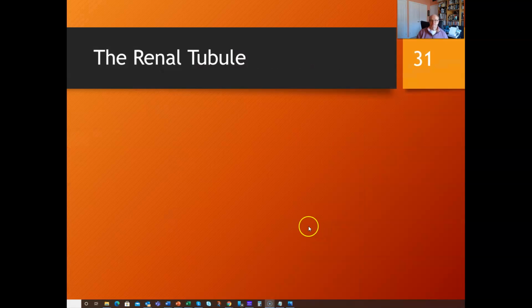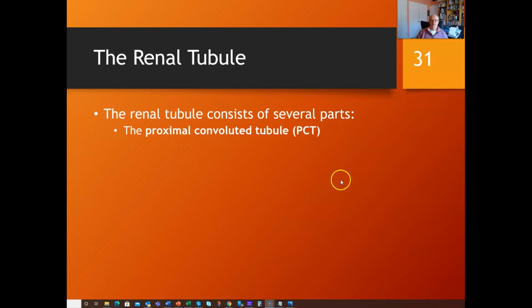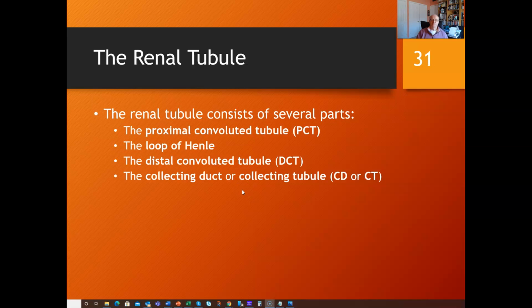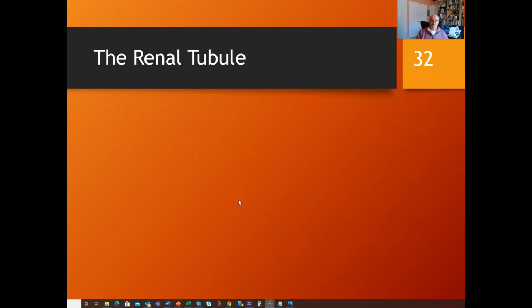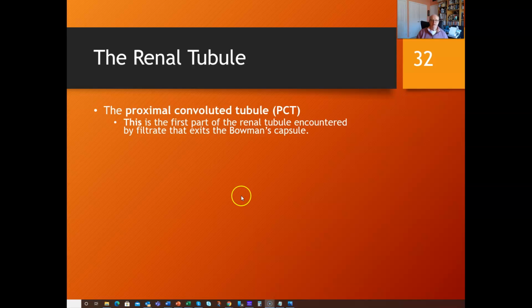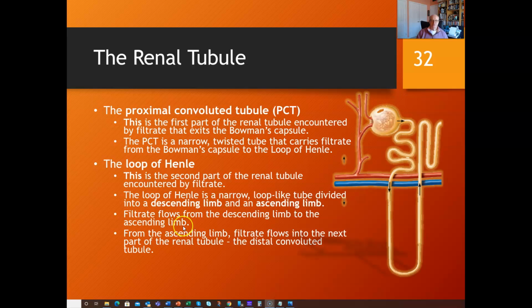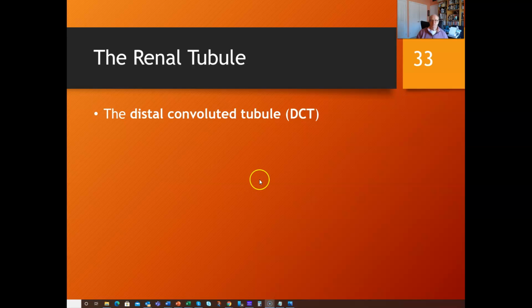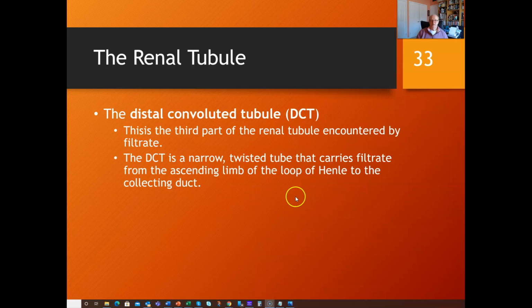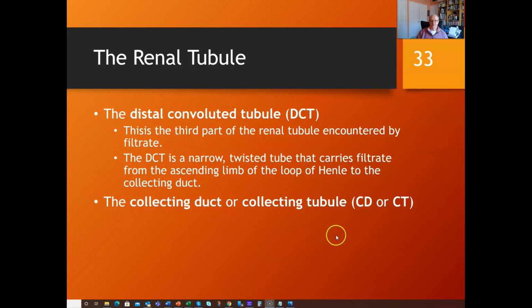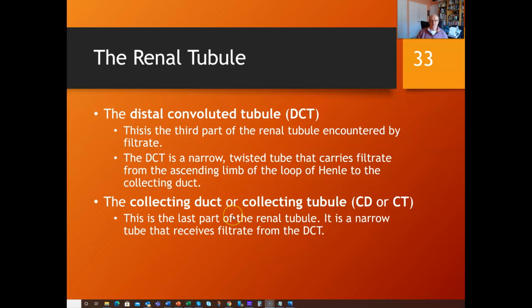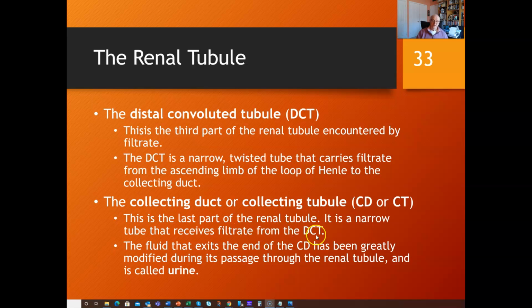Okay, so proximal convoluted tubule, the loop of Henle, distal convoluted tubule, and collecting duct are all parts of the tube, the renal tubule. And we're going to look at them independently here very quickly. So the proximal is the first part. You can read about it there. The loop of Henle is the second part. What it does, it adjusts water reabsorption of water. The distal one is the third part, and then the final part is the collecting duct, which receives the filtrate.